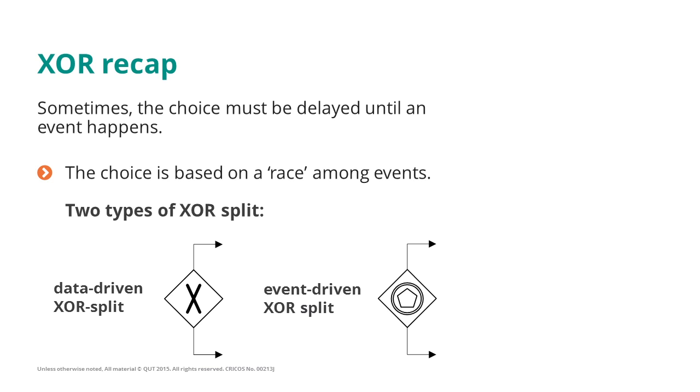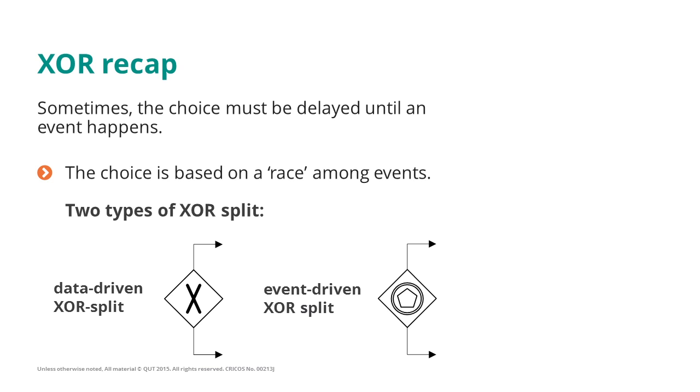But it is not an XOR split that is based on the availability of some data. This is a decision that is more reactive in nature and represents a decision that needs to be taken on the basis of what event is going to occur first, out of a number of possible events. We model event-based decisions by means of this event-based XOR split, followed by two or more intermediate catching events. They could be of type message or they could be of type timer.